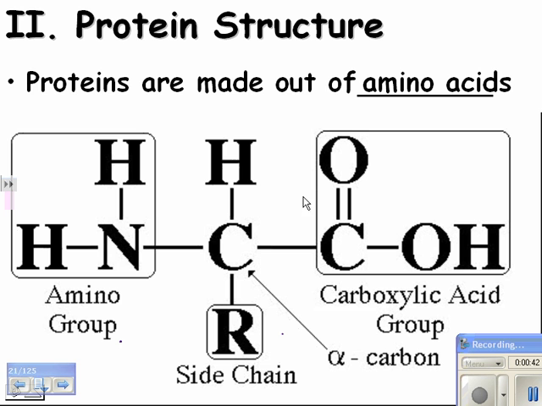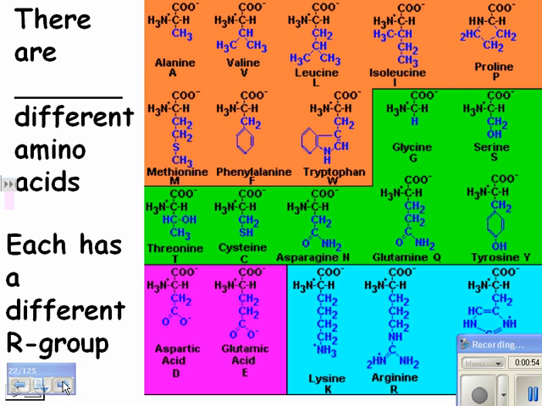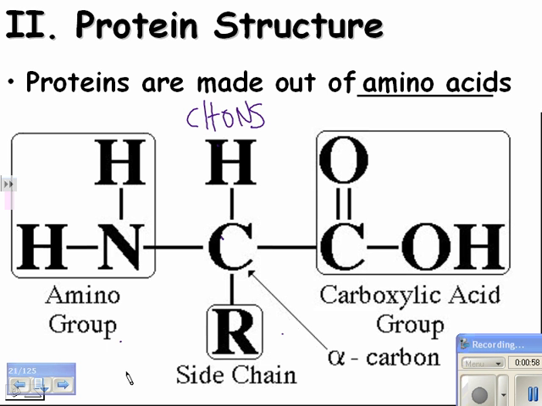So you really don't have to memorize this stuff except to know that proteins have carbon, hydrogen, oxygen, and nitrogen. And the R group sometimes has sulfur. So proteins usually have sulfur in them too. And here's what you need to know. So if you look at this one, here's the side chain, the R group.